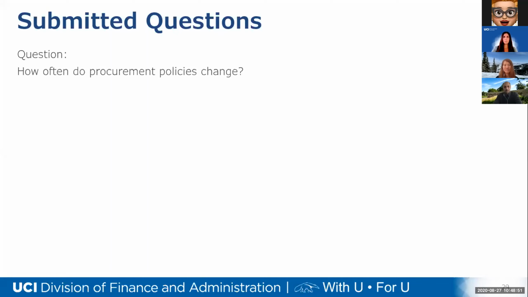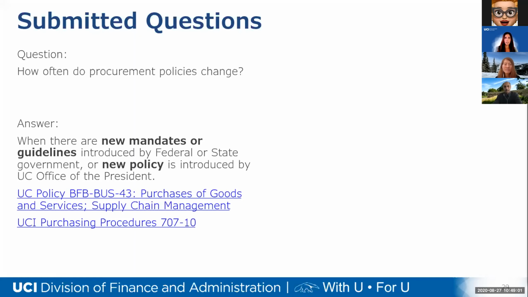Thank you both. We had some submitted questions that we received earlier. Our first question is, how often do procurement policies change? The answer is when there are new mandates or guidelines introduced by federal or state government, or new policy is introduced by UC Office of the President. We have a couple of policies listed there, BFB-BUS 43 and UCI Purchasing Procedures 707-10.